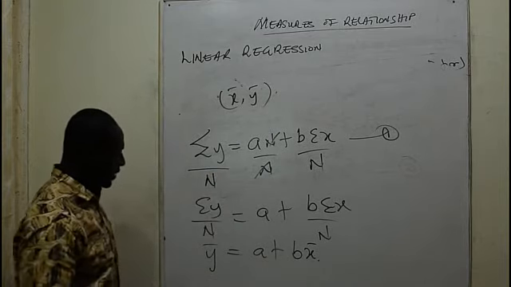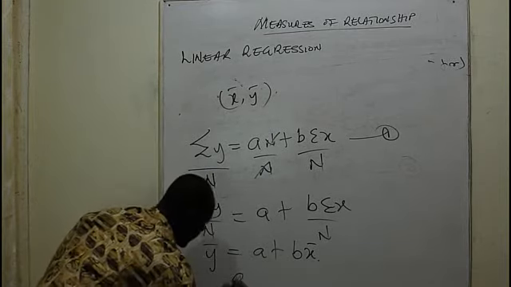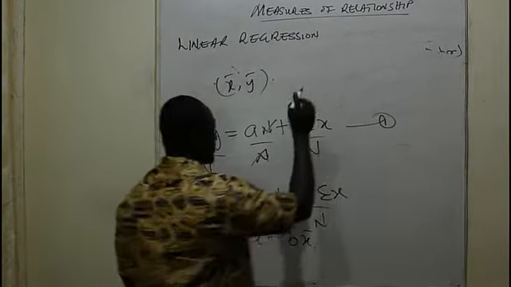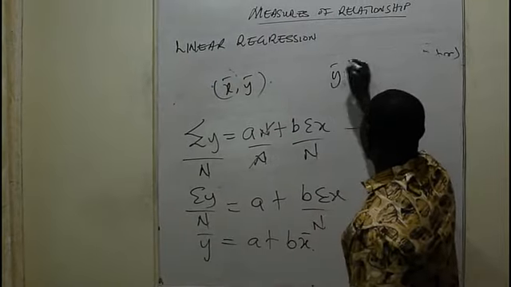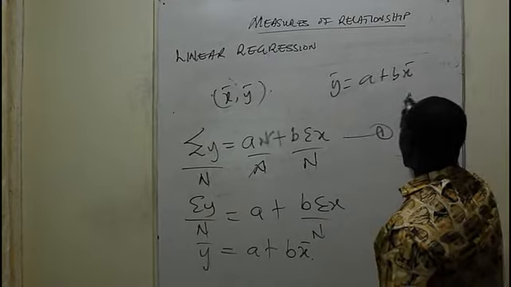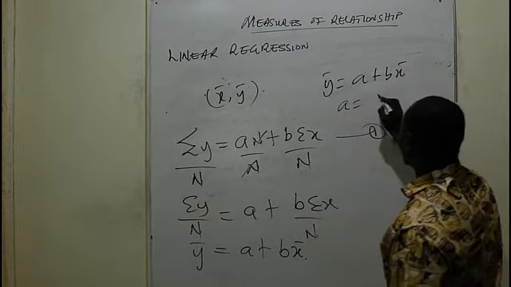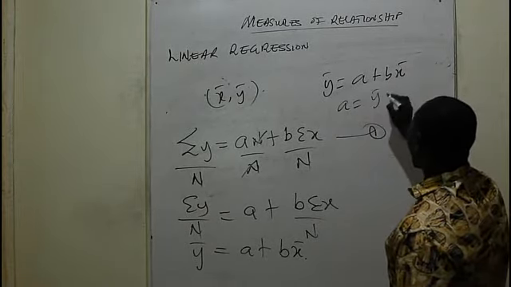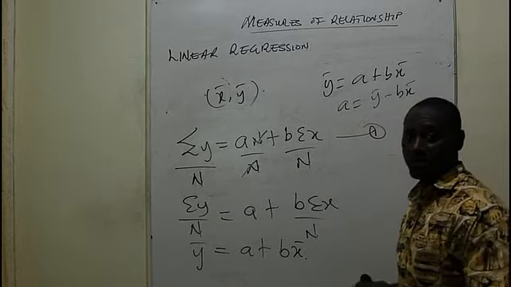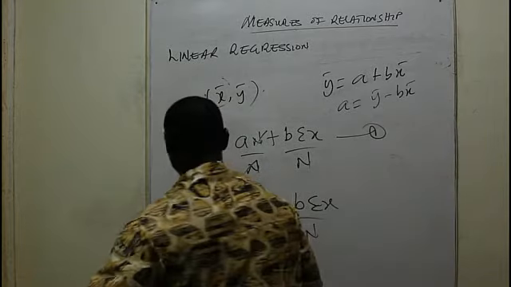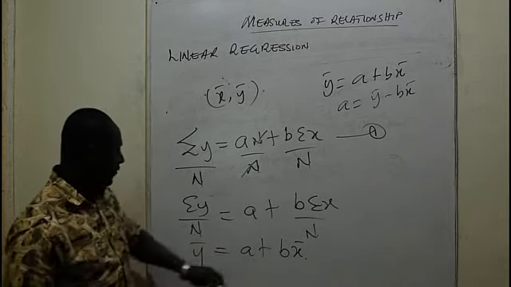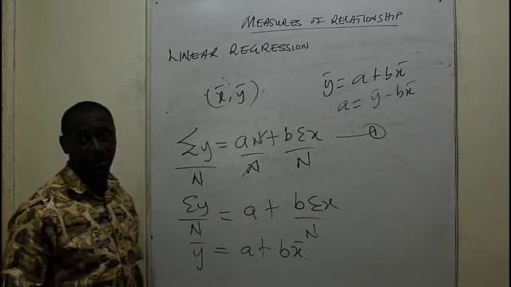And from this equation, y bar equal to a plus b times x bar, we can easily deduce that a is equal to y bar minus b times x bar, making a the subject of the equation. So from equation 1, we've been able to build an equation of this form to get the x bar and the y bar.